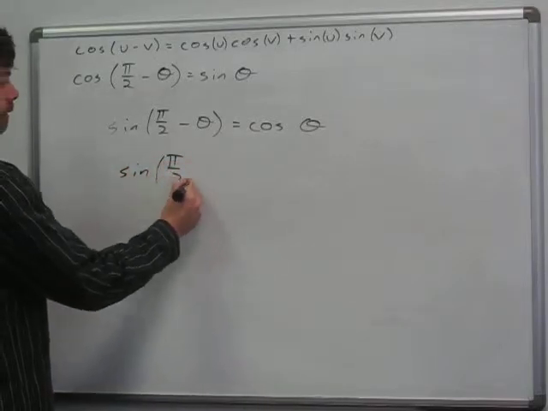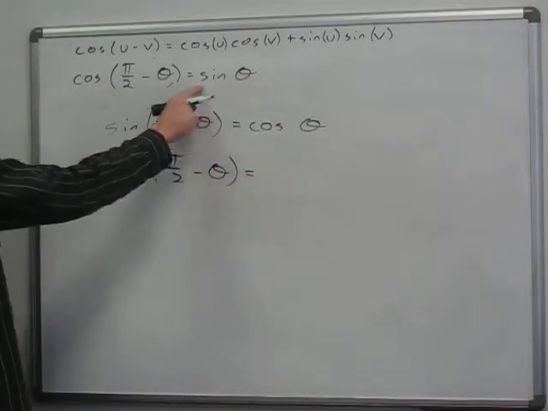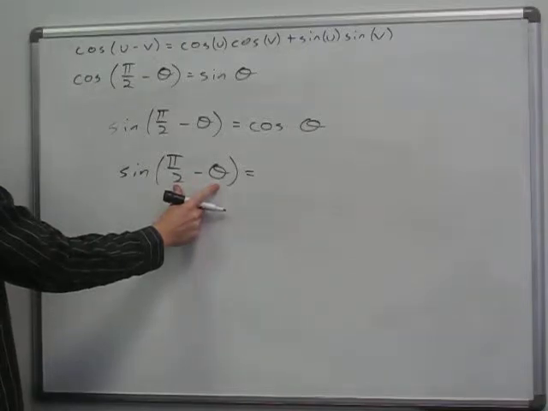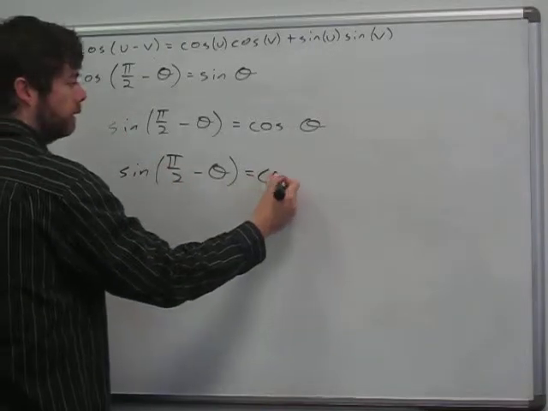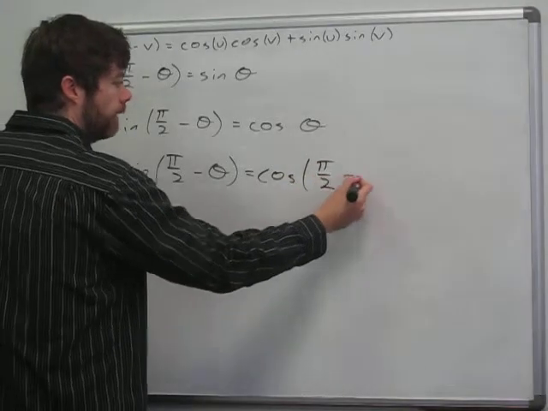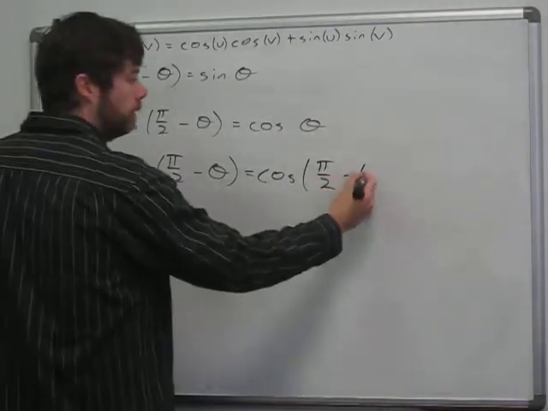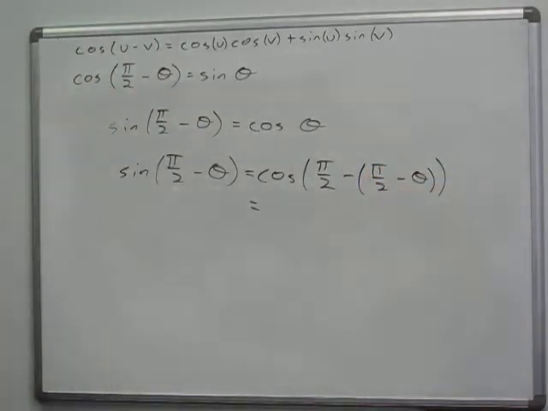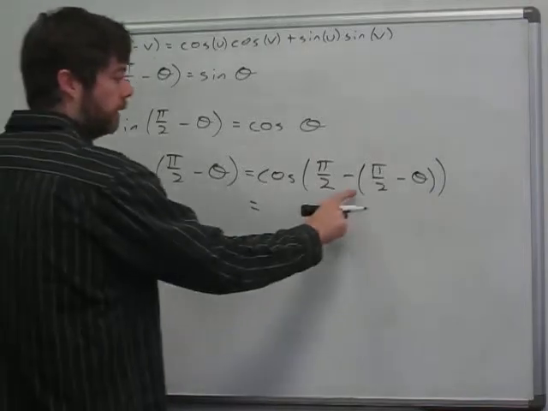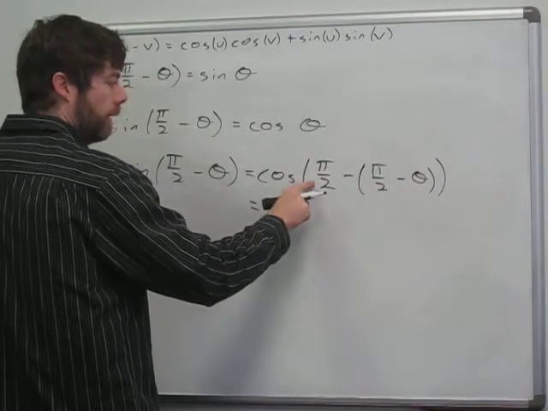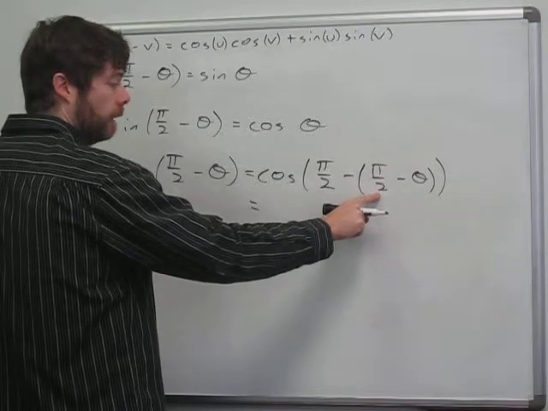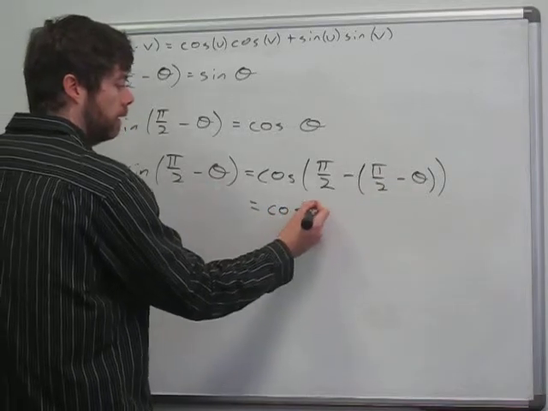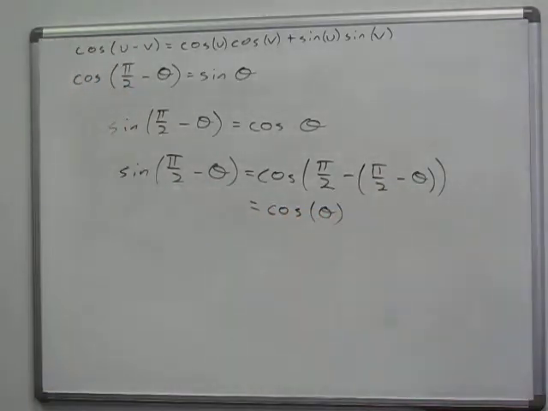Sine of pi over 2 minus theta, if I use this formula here where the theta is pi over 2 minus theta, then I'm going to get cosine of pi over 2 minus this angle. And if I simplify this argument, distributing this negative 1, I get pi over 2 minus pi over 2, which is 0. So I'm just left with a negative 1 times negative theta, which is cosine of theta.